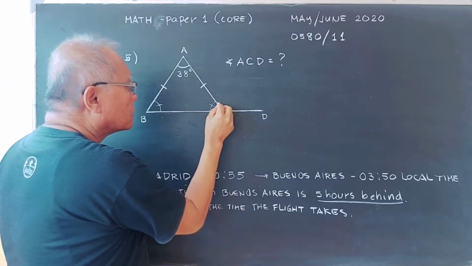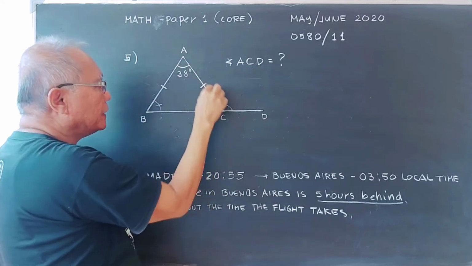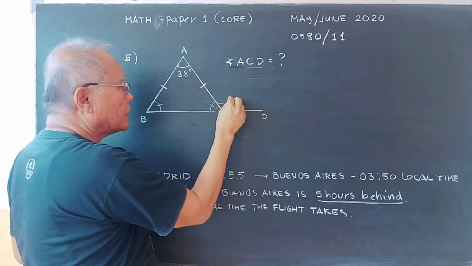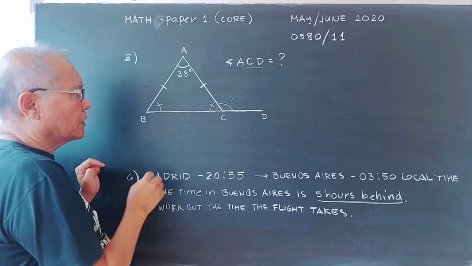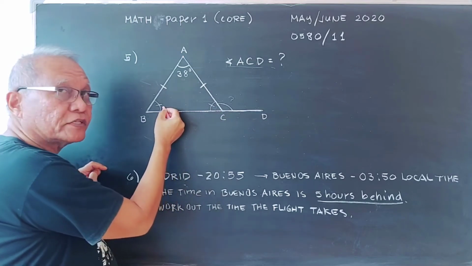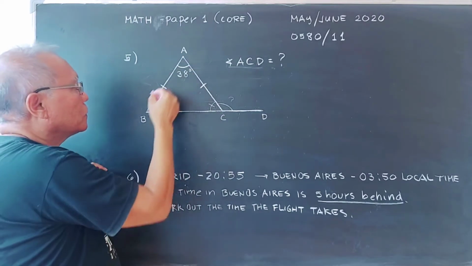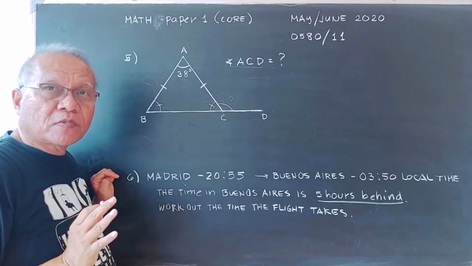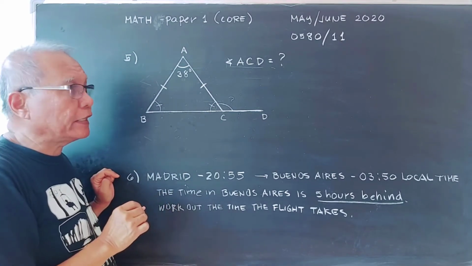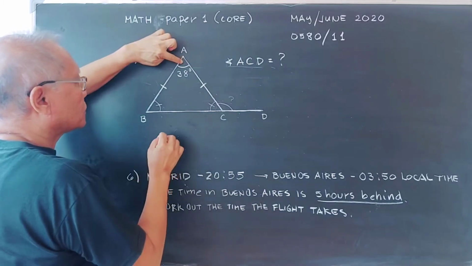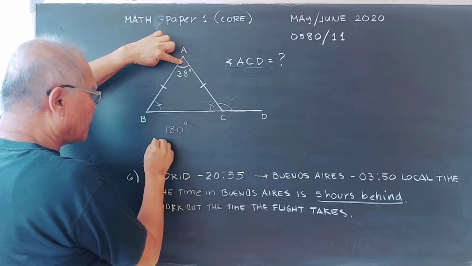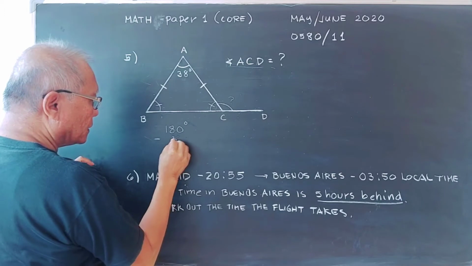So, we are to find this angle here, ACD or DCA. What is the measure of this angle? Before we can solve this one, we need to find this angle here, which is equal to this angle. To find that one, we know that in any triangle, the sum of the interior angles is always equal to 180 degrees. So here, class, we will subtract this one from 180 degrees. So we have 180 degrees minus the 38 here.